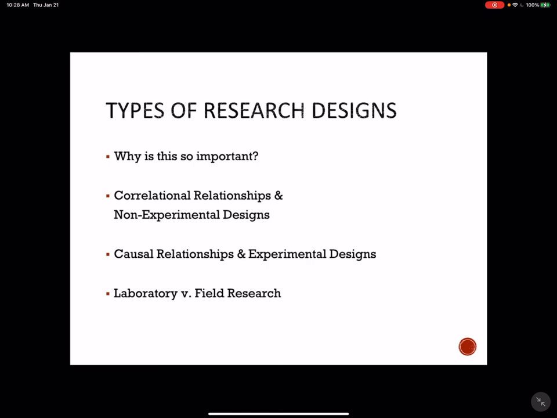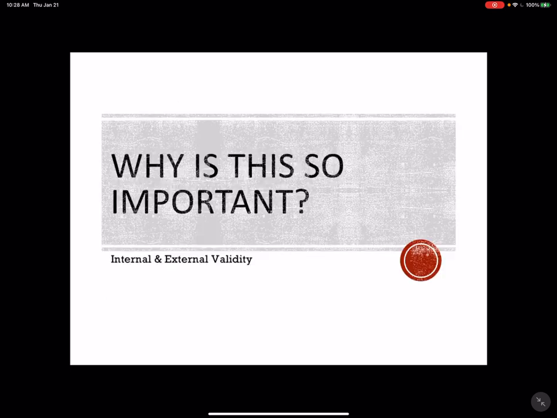And then finally, I'm just going to really quick clear up a misconception that students have. Many students confound the types of research design with the research setting, and these are not the same thing. So in that lab versus field research, I'm going to disabuse you of that notion. So here we go. Why is this so important?